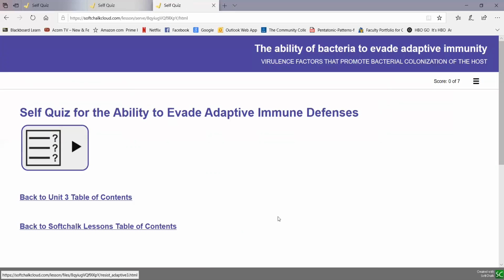And there's a self-quiz for this SoftChalk lesson. So that wraps up our section on the virulence factors that promote colonization or infection, allowing the bacteria to first establish themselves in the body, whether or not they cause disease. For the remainder of this unit, we're going to be looking at virulence factors that cause harm to the body, that enable that bacterium that's colonized to cause disease.